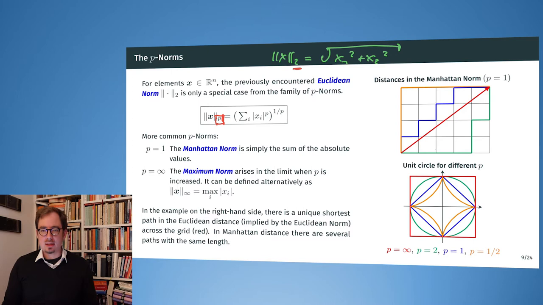Let me give you some examples of what I get for other values of p. For p equals 1, this is the Manhattan norm, where I just have the sum of the absolute values of the elements of my vector. Here I'm in R^n, and therefore I can look at the different elements of the vector, and I'm always taking the sum of the elements. For the Manhattan norm with p equals 1, it's just the sum of the absolute values. Now, if I choose p equal to 2, then I will square every element, sum them up, and then take the square root of the entire thing.